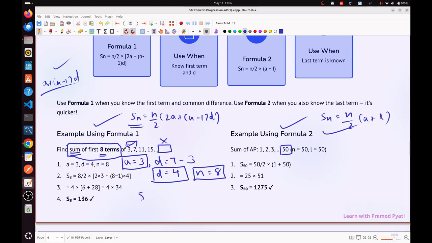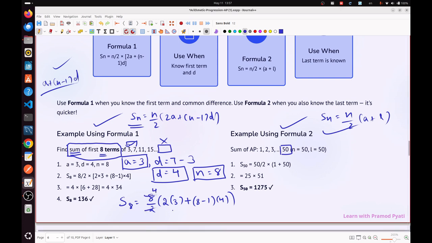I will write the formula Sn, or S8, equal to n by 2, which means 8 by 2, into 2a, where A is 3, plus n minus 1, which means 8 minus 1, into D. D is 4. Just apply the formula and calculate. 2 into 3 is 6, plus 8 minus 1, which means 7 into 4.